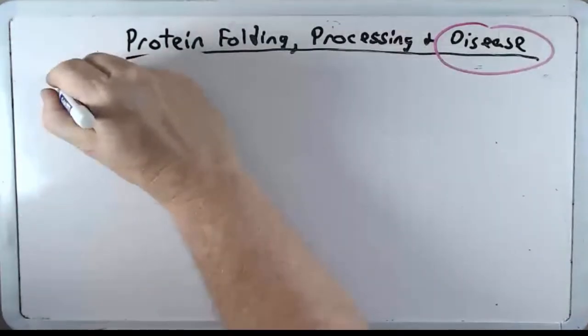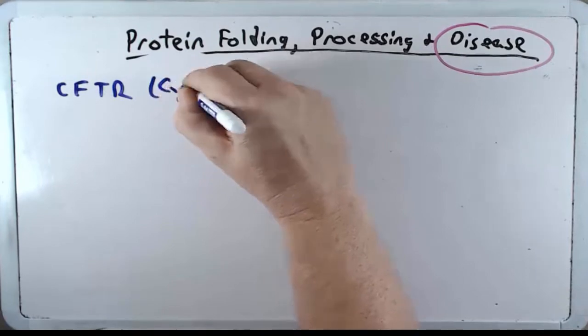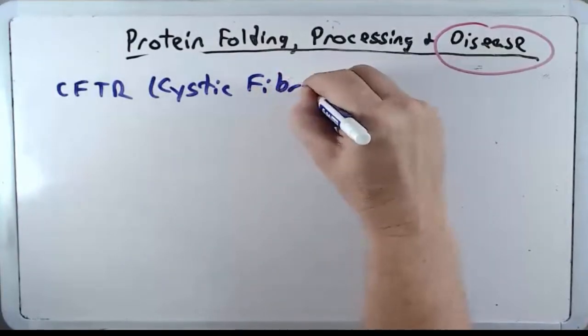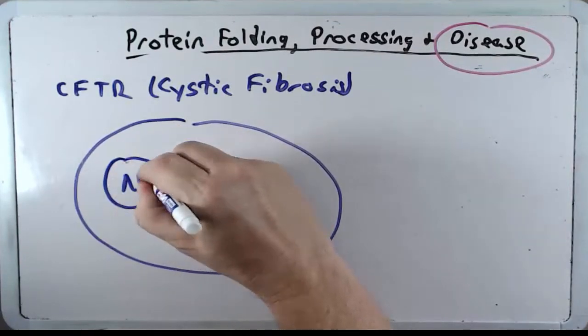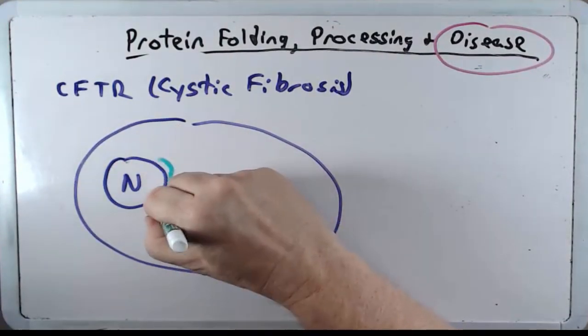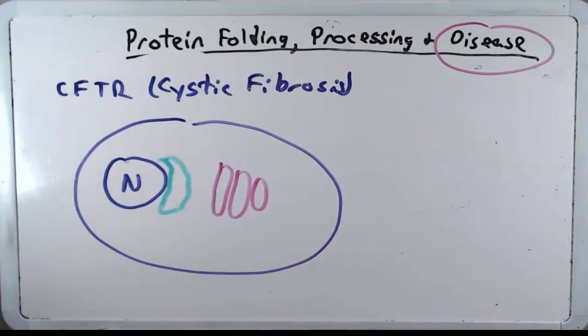The first example I want to talk about is this protein called CFTR. It's the one linked to cystic fibrosis. And so here's our cell. And we know that we have this nucleus, we have an ER here, and we have these Golgi stacks. You don't have to worry about this level of detail, it's just helpful in explaining it.